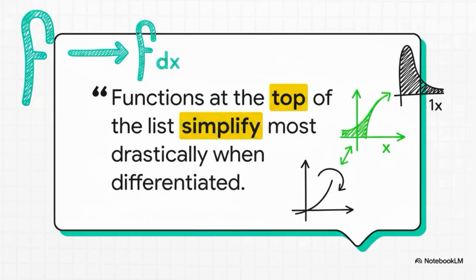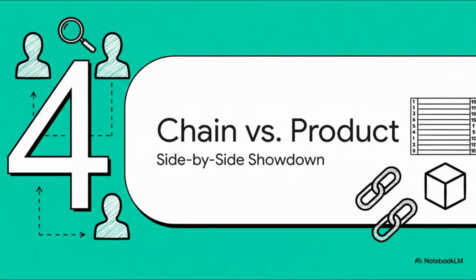Remember, the whole point is to make our new integral simpler, right? Well, think about it. Functions at the top of this list, like a logarithm, get way simpler when you differentiate them. The natural log of x just becomes 1 over x. But functions way down at the bottom, like e to the x, they don't change at all. So LIATE guarantees you're picking the u that will simplify your problem the most. It's just so smart.